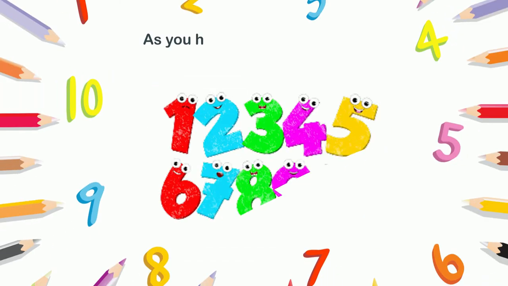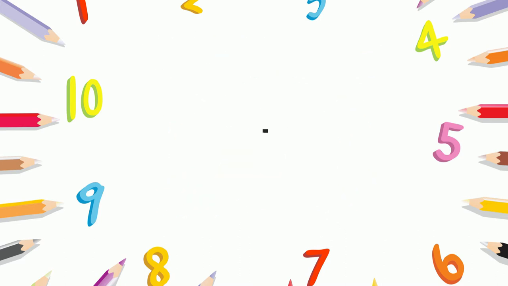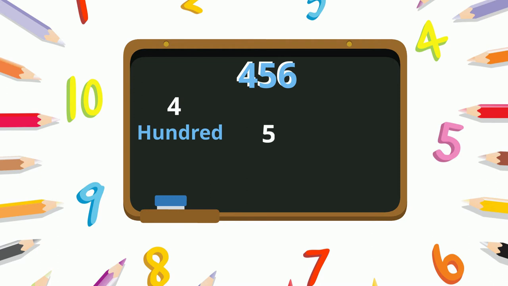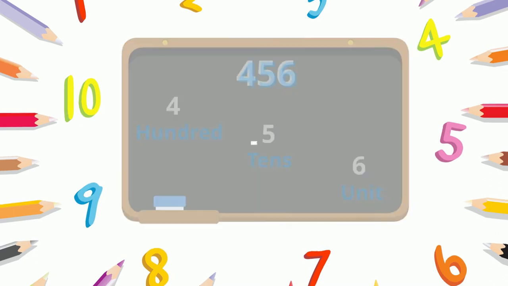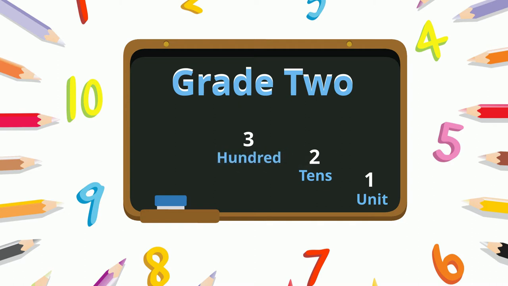As you have learned in grade 1 and 2, place value is the value of a digit in a given number which depends on its position or place in that number. In grade 1, you learned about two values of digits, that is, units and tens. And in grade 2, you learned about a third value, that is, hundreds. Today, you will learn about the fourth value of numbers, that is, thousands.